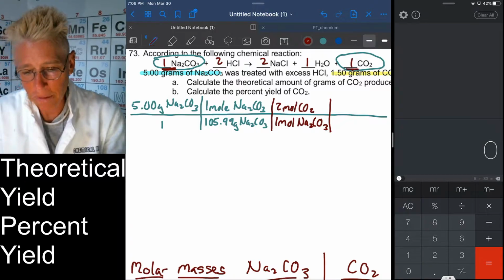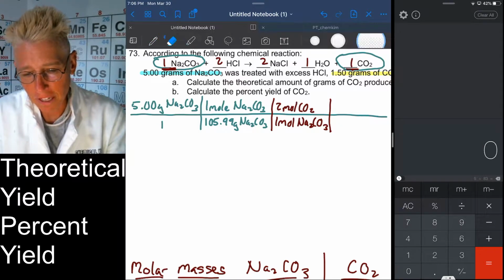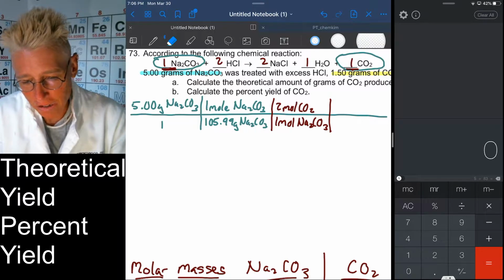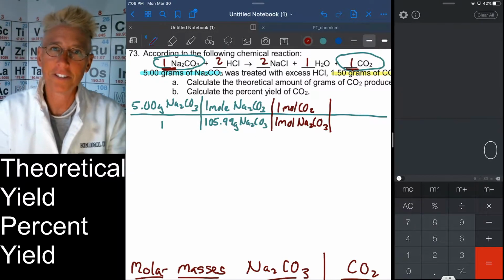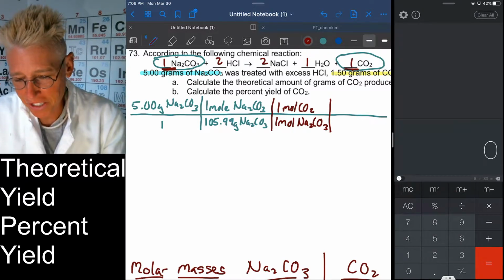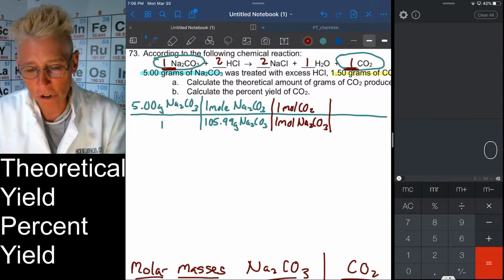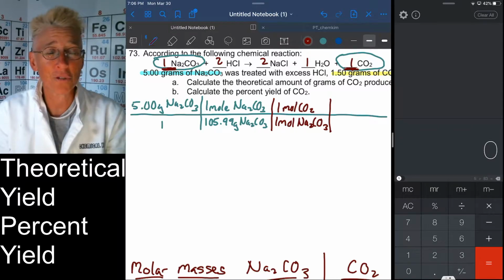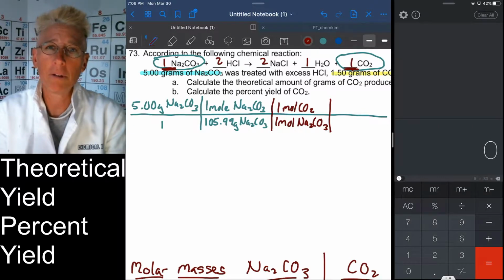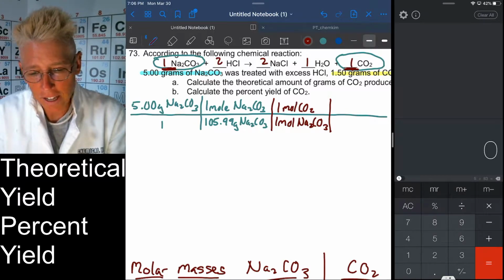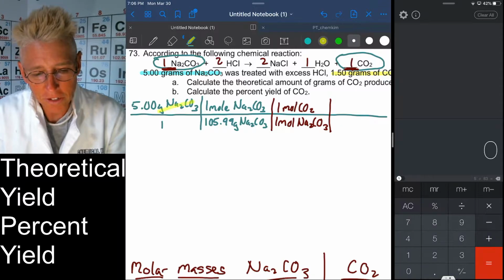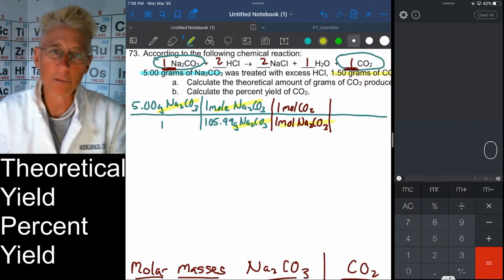Oh wait, I made a mistake here, didn't I? Let me make that correction. It's not a 2 in front of the CO2, it's just a 1. So there you go. Recheck and double check. Those coefficients are just 1, so it's actually a 1-to-1 ratio from my balanced equation. So that's my bridge. As I've shown in some of my past lessons, I like to cancel units as I set up the problem.